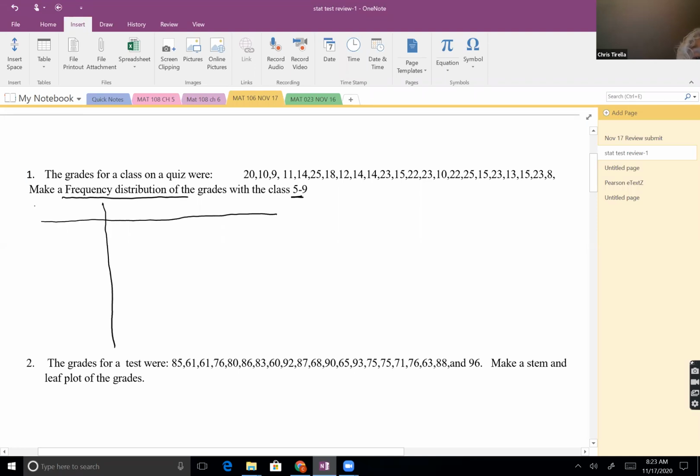And so the classes would be the quiz grades. The first class is 5 to 9. So then the second class would start with 10. And this difference shows me that my class width is 5. So 9 plus 5, it would be 10 to 14. Then adding 5, 15 to 19, 20 to 24. And then I think there's a couple scores of 25. So let's add that 25 to 29.